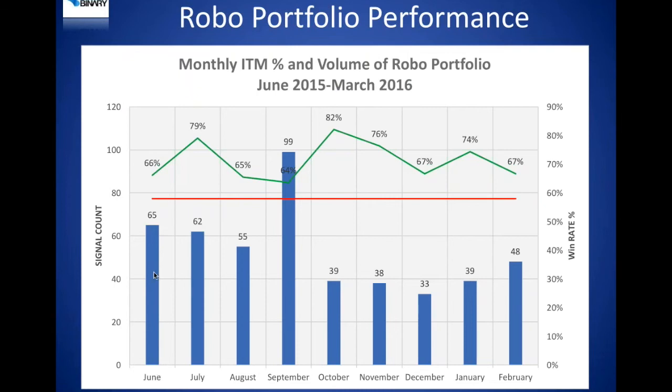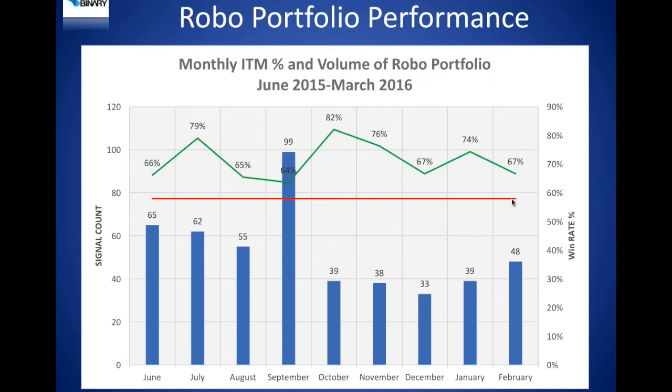up, right? So let's take a look at June. June, you had 65 signals on that robotic composition at a win rate of 66%. July 2015, you had 62 signals, win rate spiked up to around 80%. August, tough summer month, you had just 55 signals. So I remember there was a drop in the amount of robotic signals. Win rate was around 65%. September, high volume, almost 100 signals that month, win rate 64%. October, November, December, 39, 38, and 33 signals respectively, with a win rate of 82, 76, and 67%.